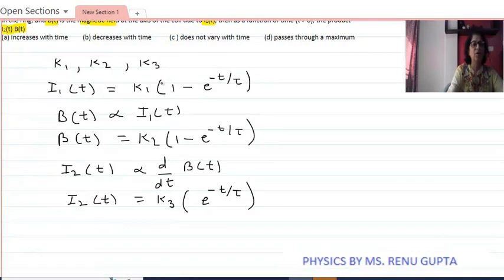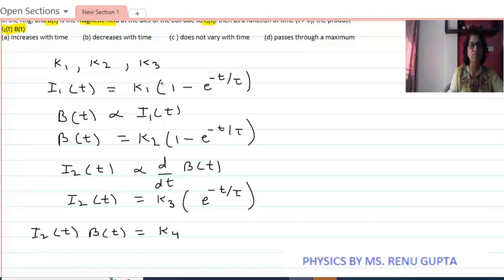Now we want the product of I2(t) into magnetic field at any time t, which is equal to, now I2(t) has the constant K3 and in the magnetic field it is K2. So I consider here the constant to be K4. I2 is equal to e to the power minus t by tau, and in the magnetic field it is 1 minus e to the power minus t upon tau.